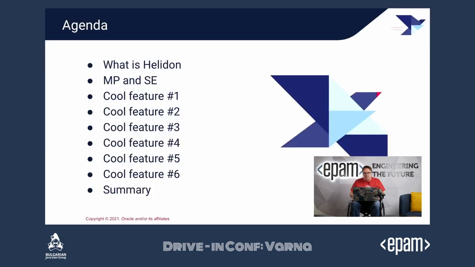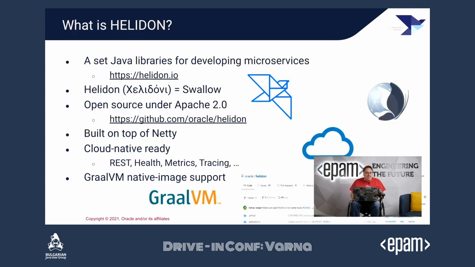So a lot of stuff to explore today, like we have only half an hour and 6 cool new features, so let's jump into it. Just for you who don't know what Helidon is, a small introduction. It's a set of libraries for developing microservices. You can find more information under helidon.io.